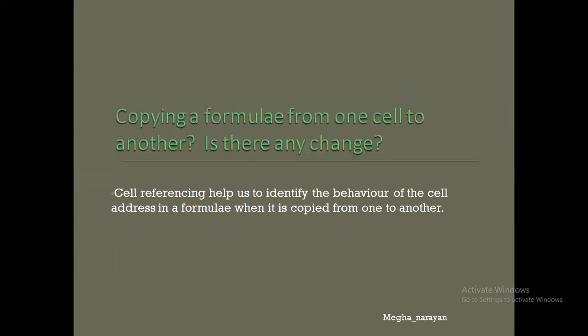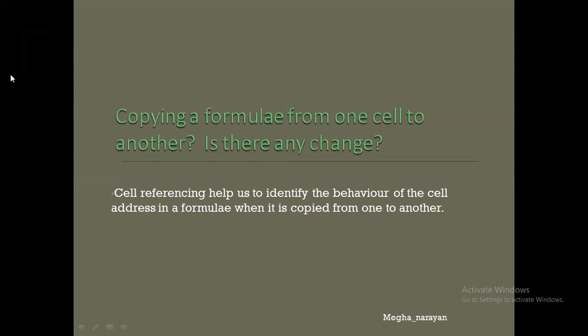Whenever we are copying a formula from one cell to another, is there any change? This is the very first question for you. In class 7th, you have already learned that whenever we write a formula and that formula is copied from one cell to another, there are a few changes. Kindly, everyone analyze it. There are changes. Now, these changes that you have just analyzed, what is it? There is a term known as cell referencing. What is it? Cell referencing.